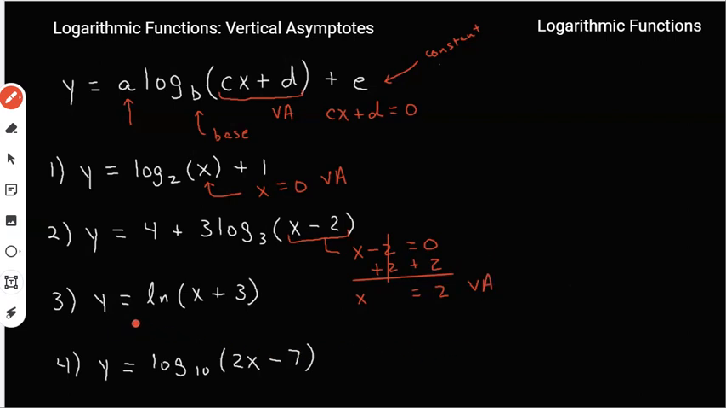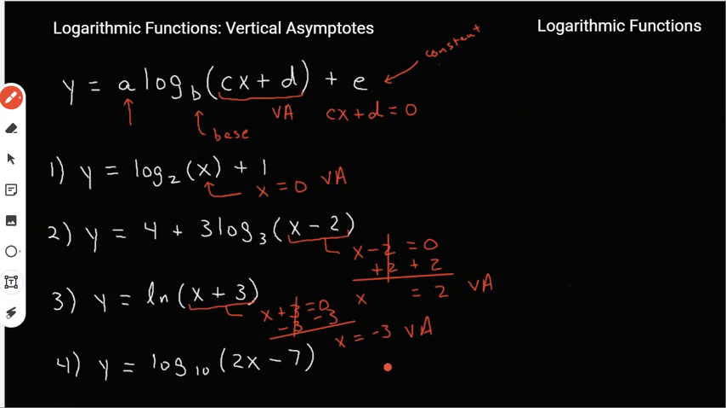All right, for number 3, we have a natural logarithm, but we're only going to be focused on what's inside the parentheses right here, the x plus 3. When I set that equal to 0, I solve for x by subtracting 3 from both sides. So when I do that, I'm going to be left with x equals negative 3. The 3's cancel on the left side, and x equals negative 3 is going to be our vertical asymptote.